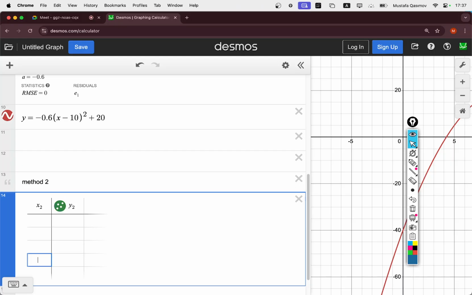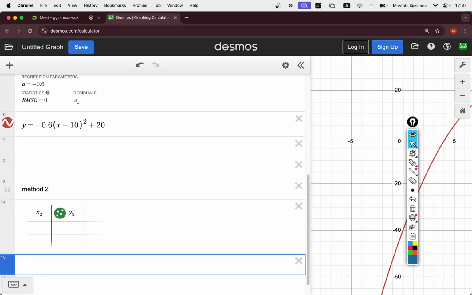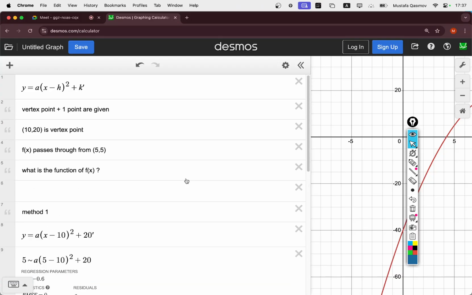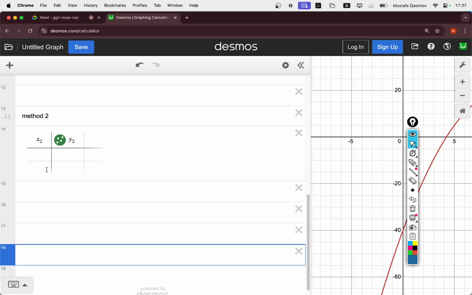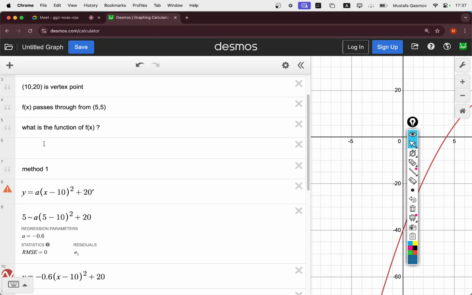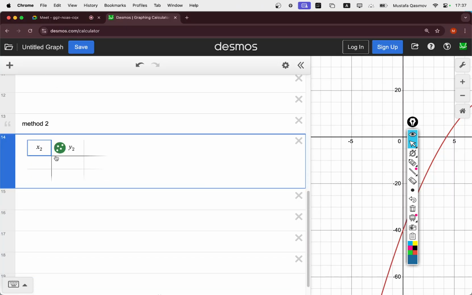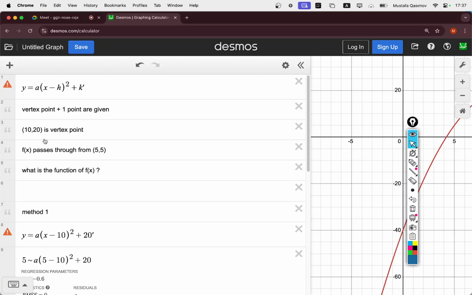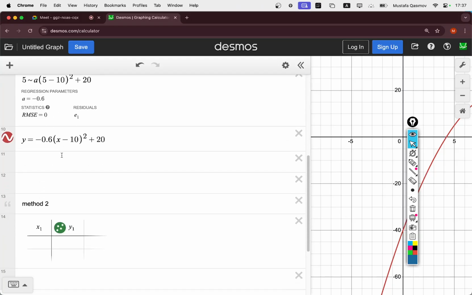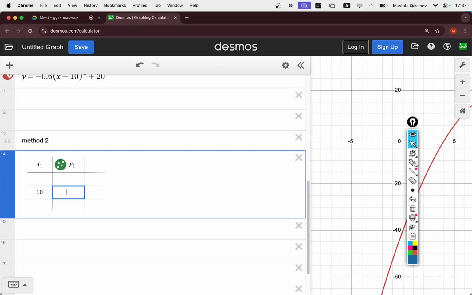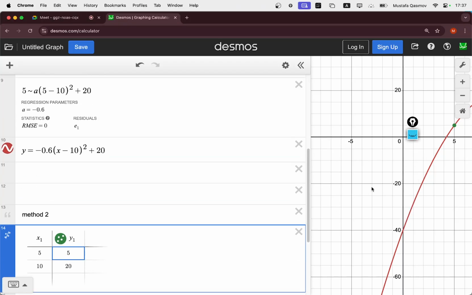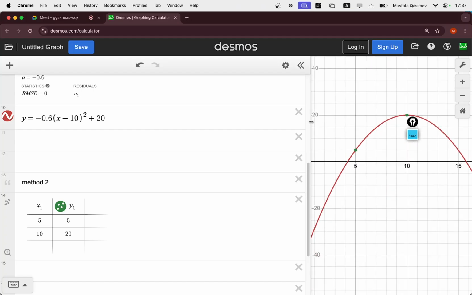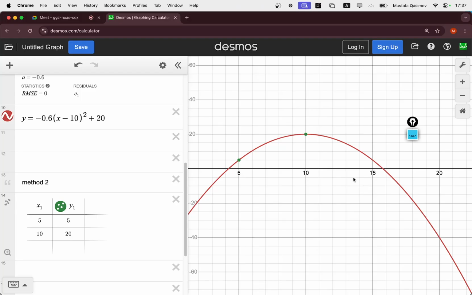Create table. Just wait. Okay, create table. Right vertex to middle. It is 10 and 20. Then enter 5, 5 here. Okay, now I want to show you like this. Here actually you can see that one very easily.